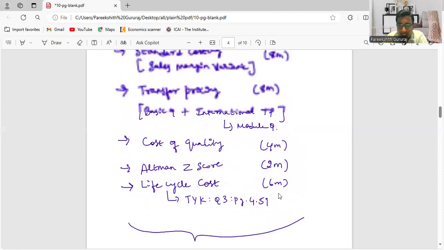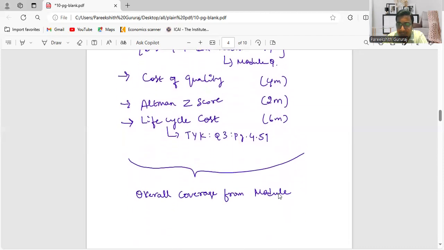So in all, these questions were thoroughly from the module itself, barring 1 or 2 questions. So if you just glance through the illustrations and test your knowledge questions, we will be in a comfortable position to tackle the practical part.